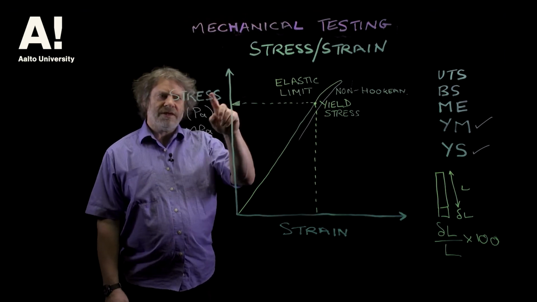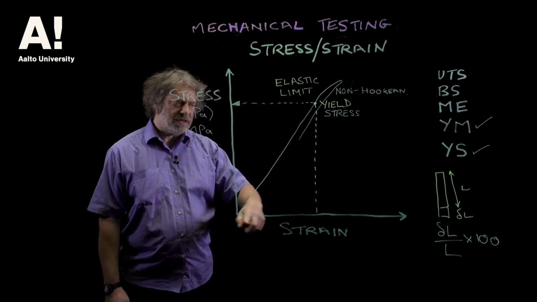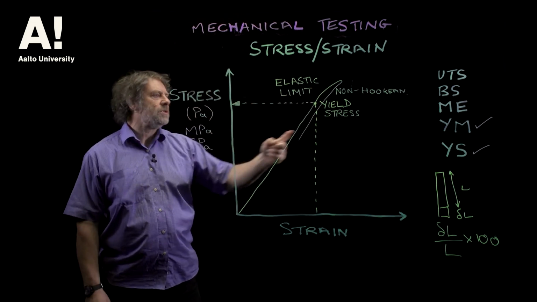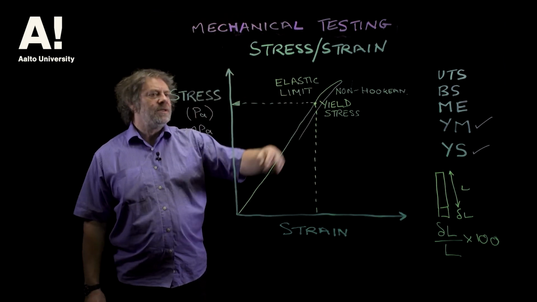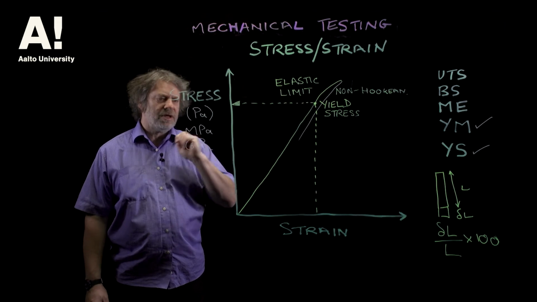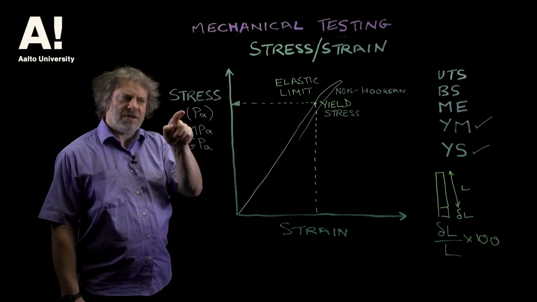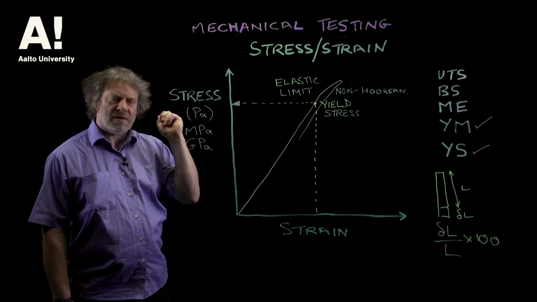And if we divide the stress by the strain over this linear portion, we'll get something called the Young's modulus, which is called Ym there. So stress divided by strain is Young's modulus. And stress is measured in units of pressure, Pascal or megapascal or gigapascal.